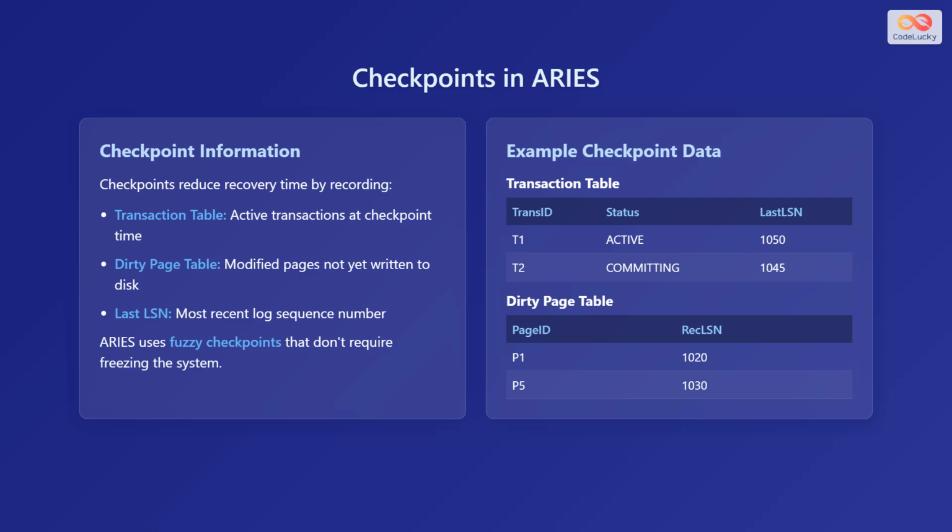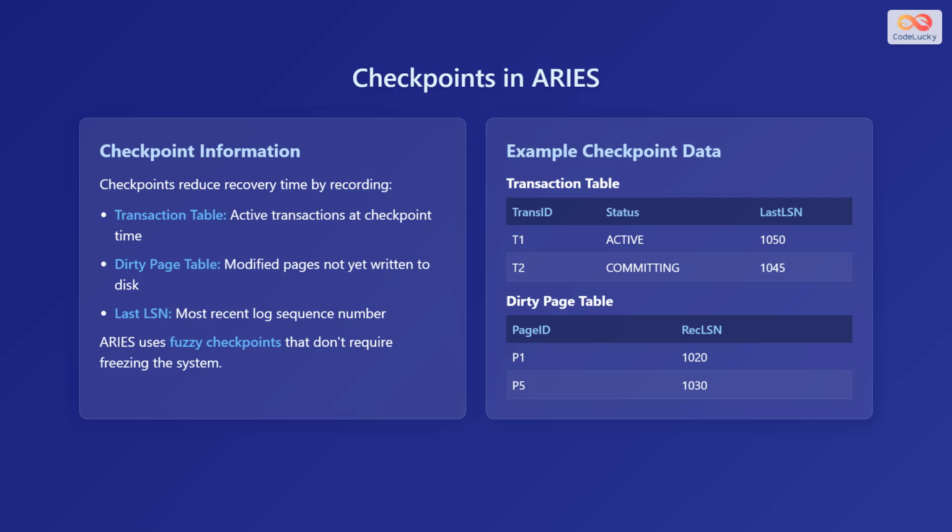Let's explore checkpoints in ARIES. Checkpoints reduce recovery time by recording important information, including the transaction table, which lists all active transactions at the time of the checkpoint; the dirty page table, which lists all modified pages that have not yet been written to disk; and the last LSN, or most recent log sequence number. ARIES uses what are known as fuzzy checkpoints. These do not require freezing the system.